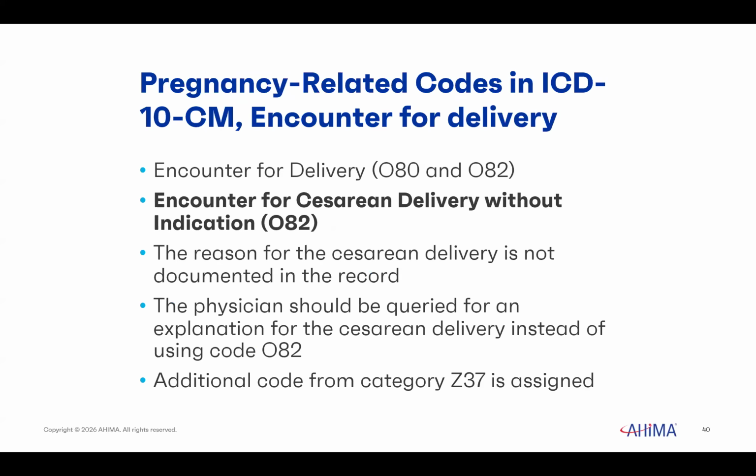Right? If we have a cesarean delivery, which falls into code category O82, that is not a normal delivery, right? And any cesarean delivery without any documented indication usually should result in a provider query.